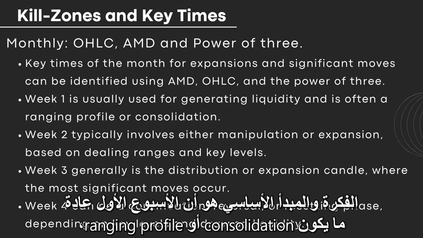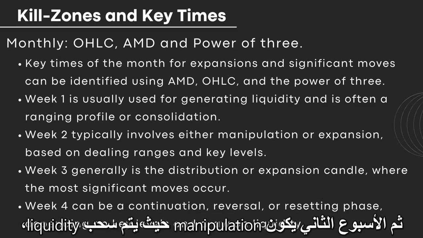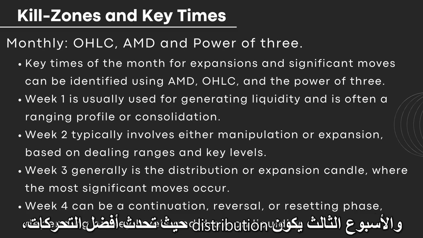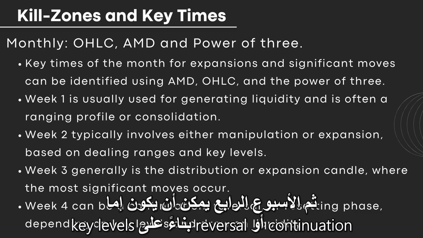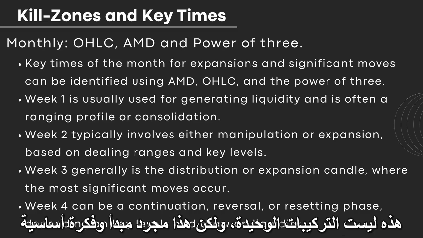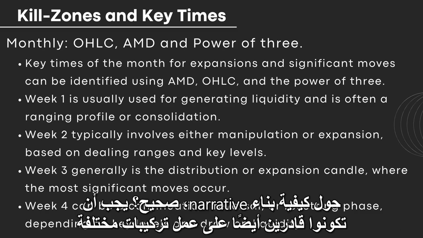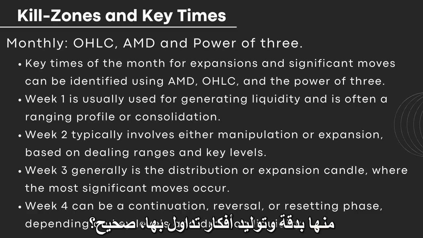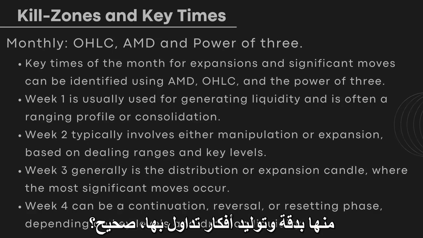The basic premise and idea is that week 1 is usually a consolidation or ranging profile, and then week 2 is a manipulation which purges liquidity, and week 3 is then a distribution where the best moves occur, and then week 4 can be either a continuation or a reversal based on key levels and based on whether the drawn liquidity has been reached or not. Right? These aren't the only combinations, but this is just the basic premise and idea on how to build a narrative, right? You should also be able to make various ones of them accurately and generate trading ideas with it, right?